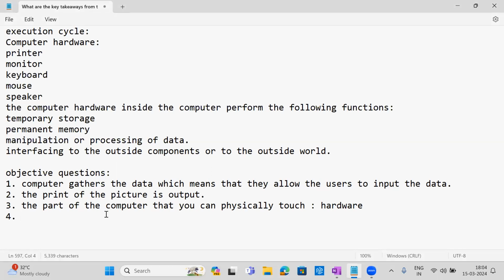Next, the components that process data are located in input devices, output devices, system unit, storage component. They are present in the system unit.